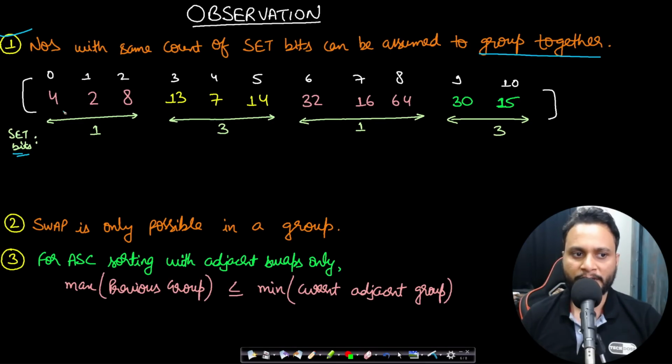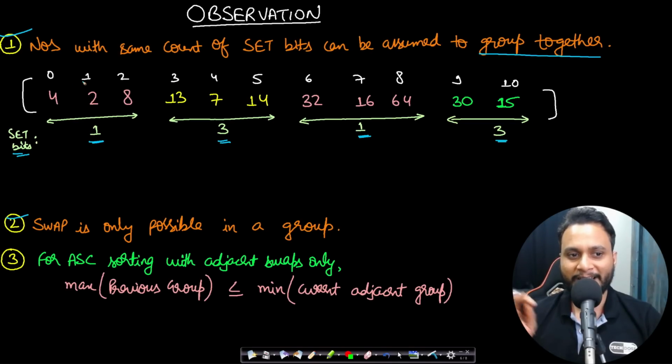The first group here has 4 to 8 with 1 count of set bit. The second group has 3 count of set bits containing 13, 7 and 14, and so on. You will find the third group with 1 count of set bit, and the fourth group with 3 count of set bits. The second point to note is, the swap is only possible in a group.